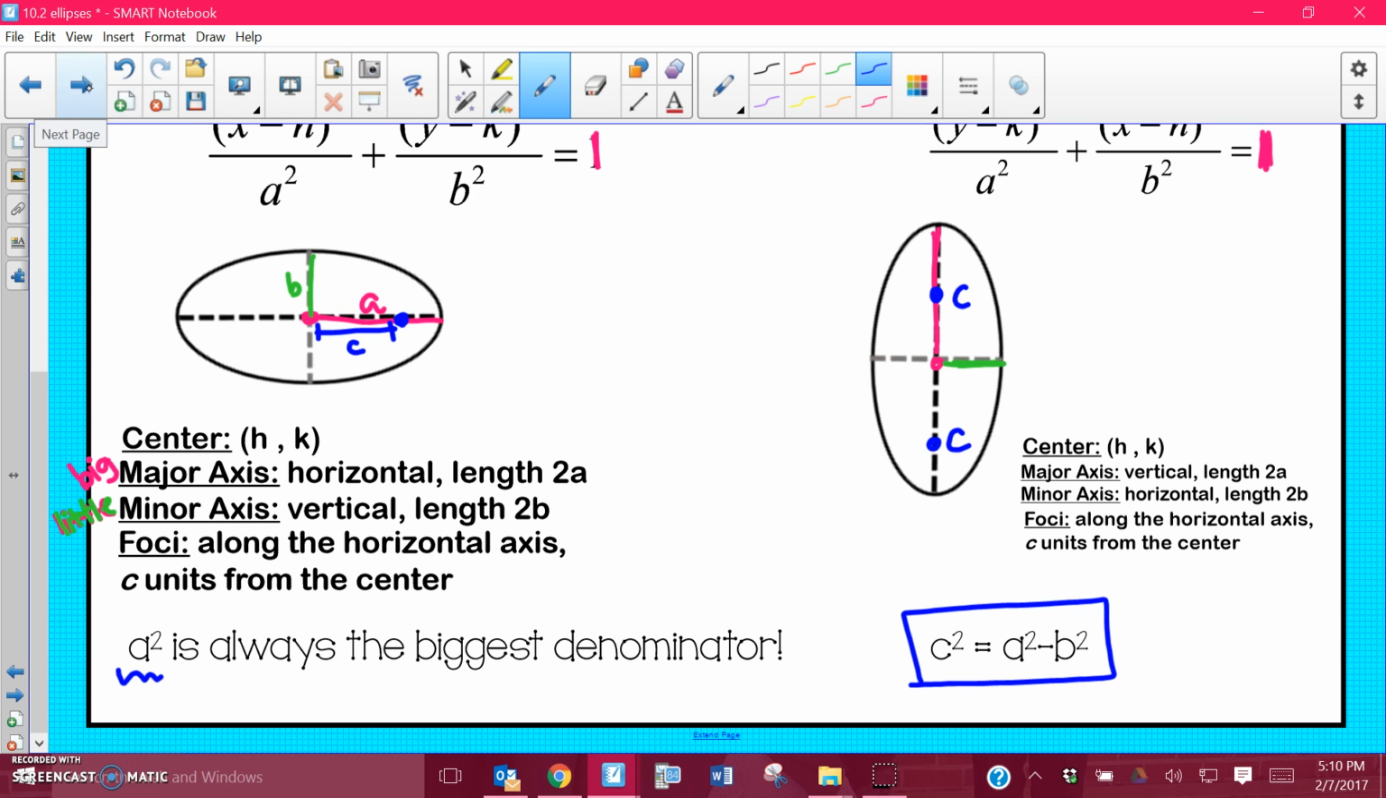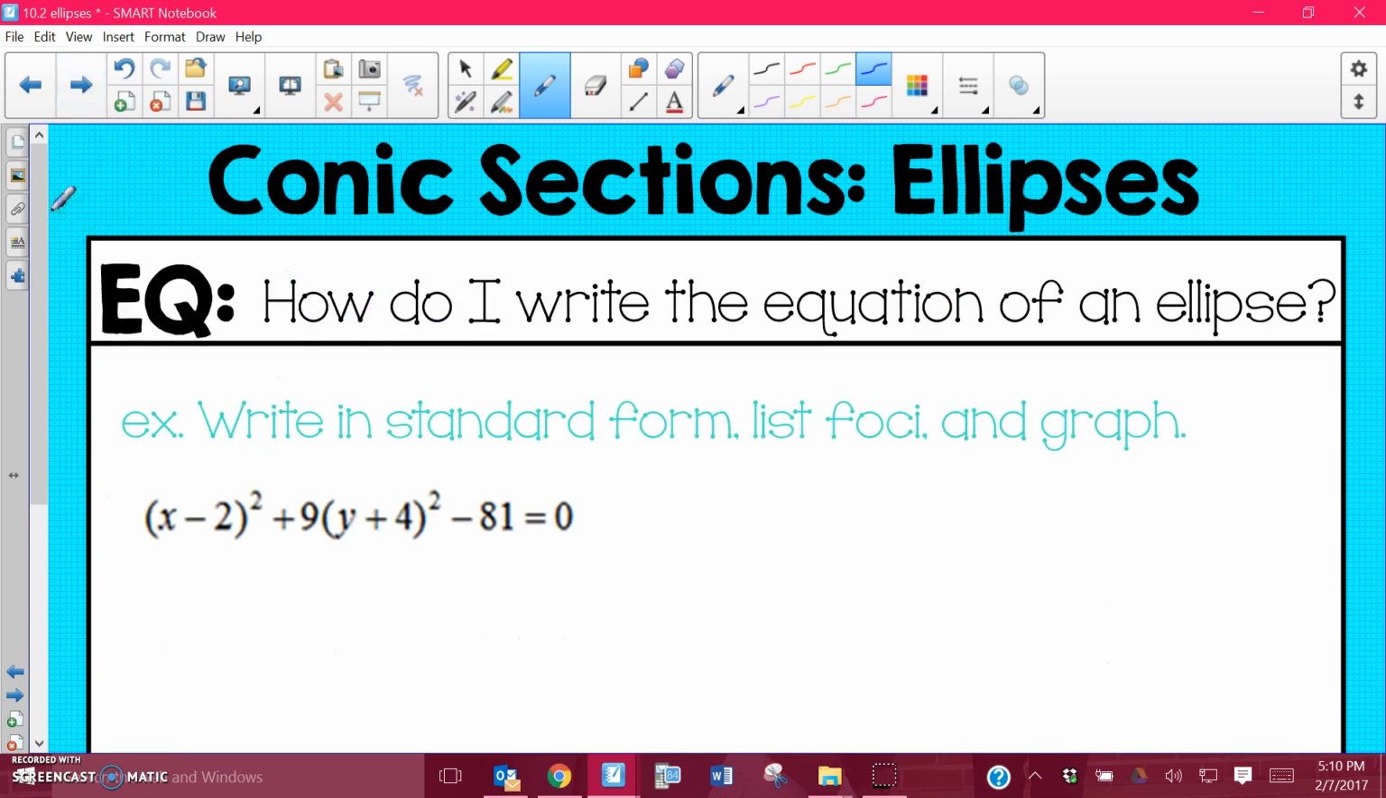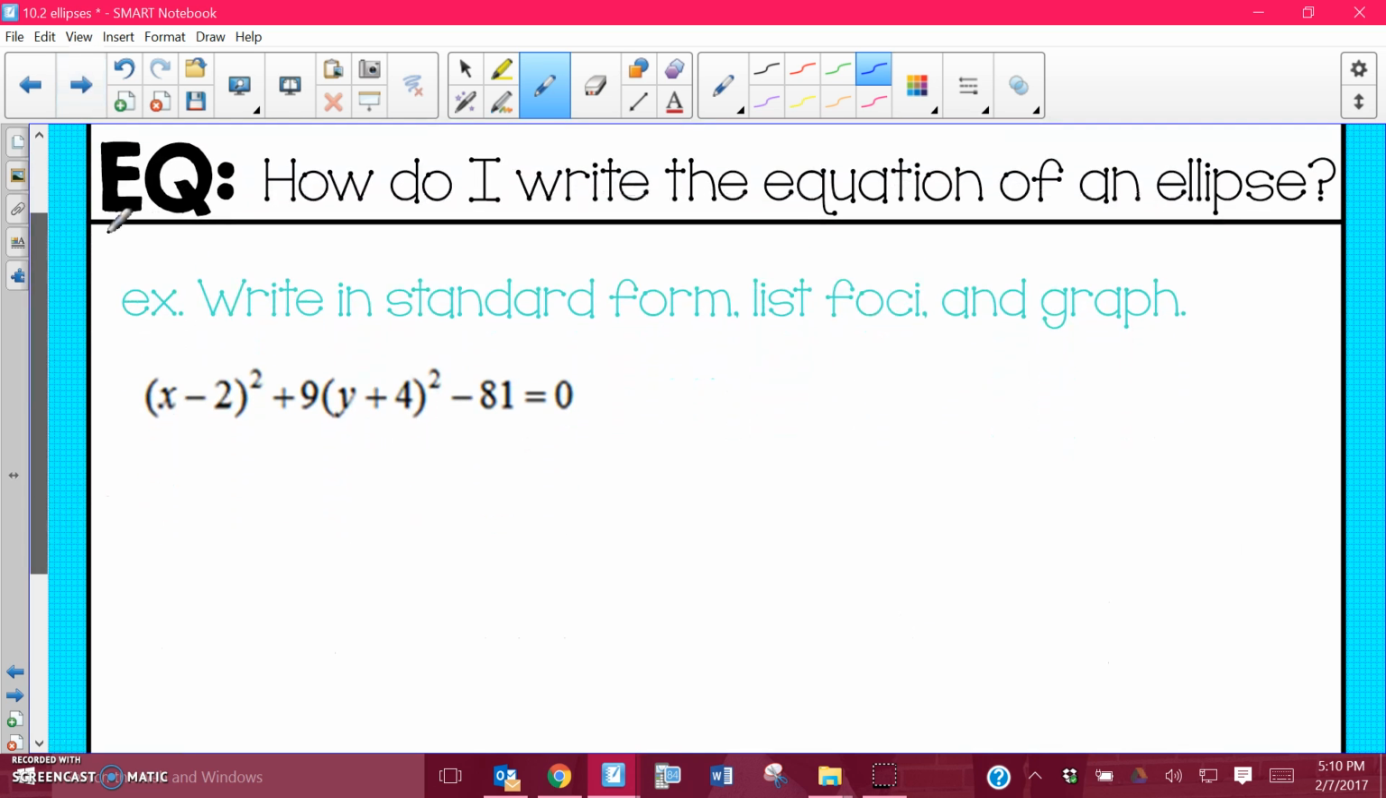So let's do an example. I think these become a lot more straightforward when you see an example. So first of all, we're given an equation, and it's not in standard form. It's not in that form that I saw listed on my foldable. So in order to get it in standard form, I'm going to move any constants over. So this 81, I'm going to move to the other side.